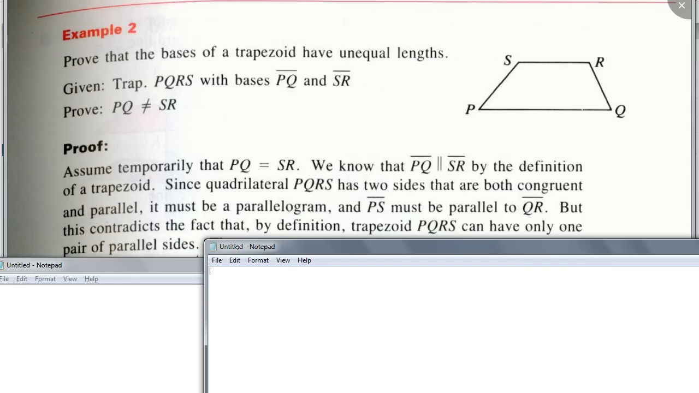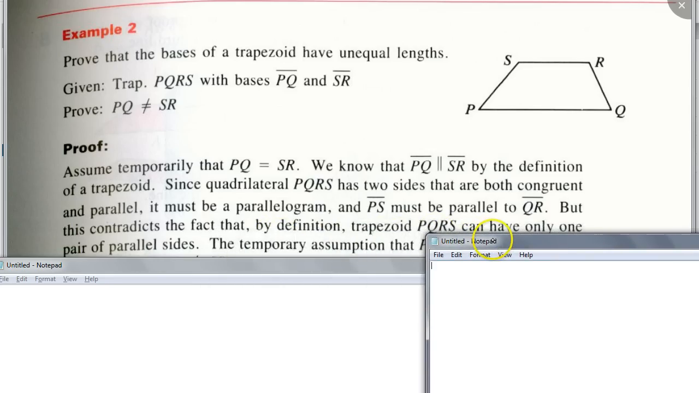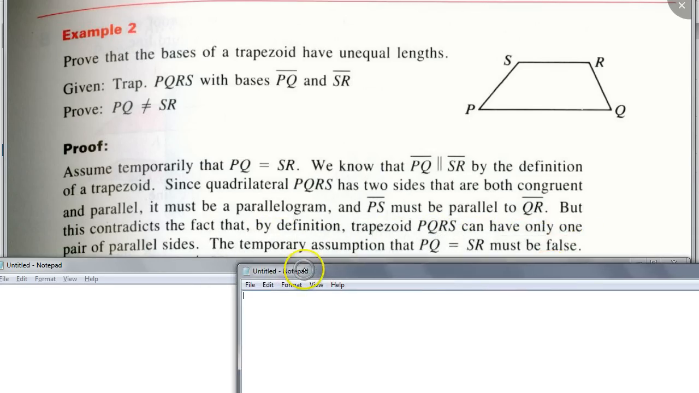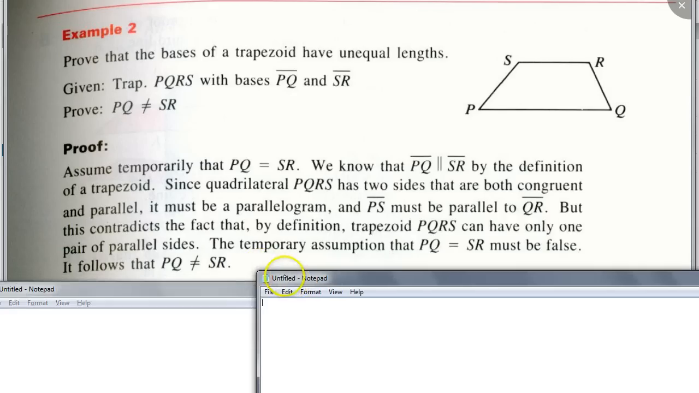Yes. Then PQ can't be equal to SR. So you have to actually say it this way. The temporary assumption. What was our temporary assumption? PQ equals SR, it must be false. Isn't this what we just said? Yes. Because if they were equal, then you have a contradiction. You have a parallelogram instead of a trapezoid. Therefore, what? Yeah. Therefore, what we wanted to prove in the beginning is true, that PQ does not equal SR. Does this make sense? Yes.